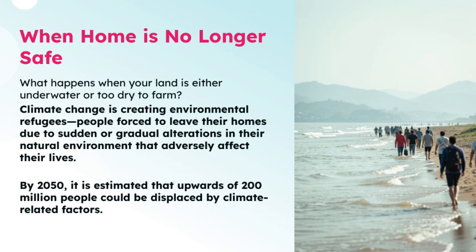The presentation notes that by 2050, it is estimated that upwards of 200 million people could be displaced by climate-related factors. This is not only an environmental issue. It is also a social, economic, and political issue. Migration can place pressure on housing, jobs, healthcare, education, and international borders. It can also create difficult questions about responsibility and support.